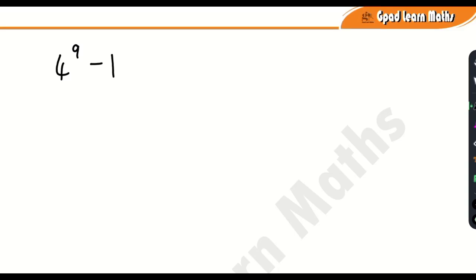What we have is 4 raised to 9 minus 1. But if you were asked to do this without a calculator, how are you going to do it? Now, while I know that 4 raised to 9 is 4 times 4 up to 9 times, I will not be using that approach.